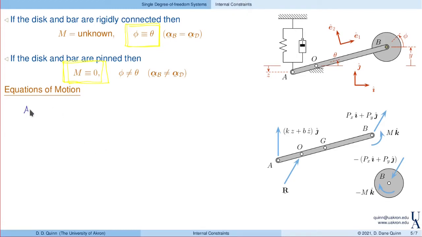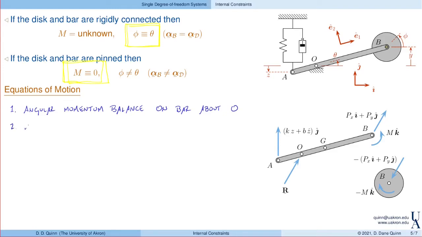Well, angular momentum balance on the bar, and we'll take that about O, this pin joint, this pin connection between the bar and the ground. And again, the reason we do that is so that the reaction force drops out. So that'll be one relationship that we choose.